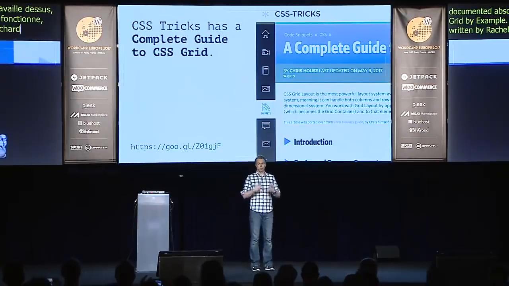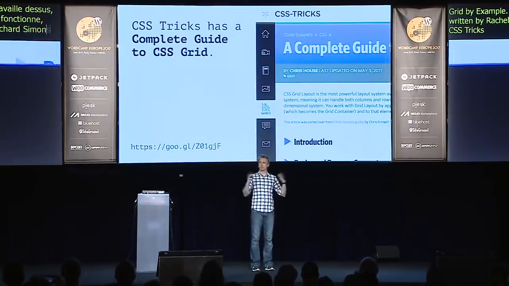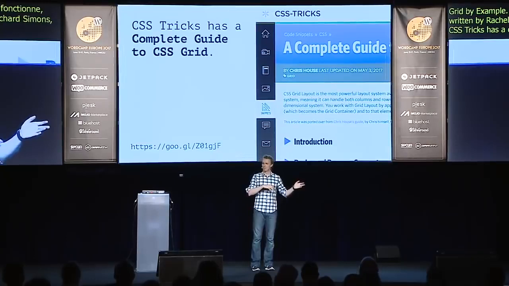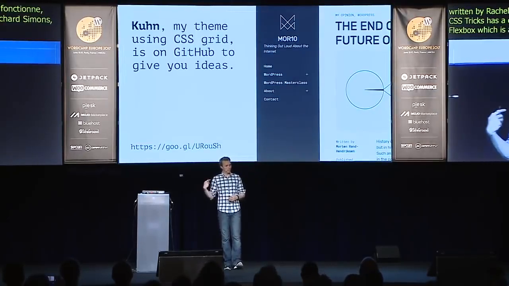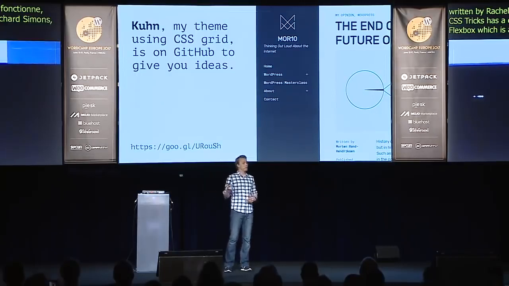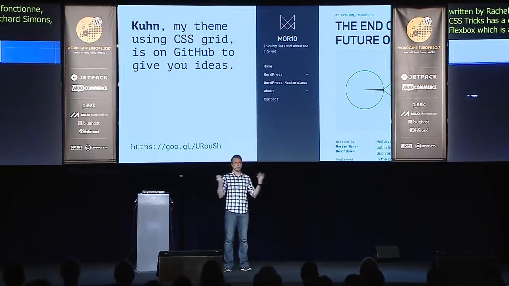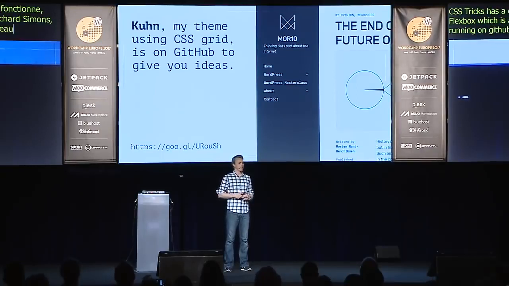CSS Tricks has a complete guide to CSS Grid, which is just like the complete guide to Flexbox, which is also the same content over again. Kuhn, my new theme, which is running on my website, is on GitHub, and you can go check it out, pick it apart, send pull requests, complain about the lack of internationalization. What you'll notice is CSS Grid respects text direction. So there is no RTL style sheet, because with CSS Grid, you don't need it anymore.